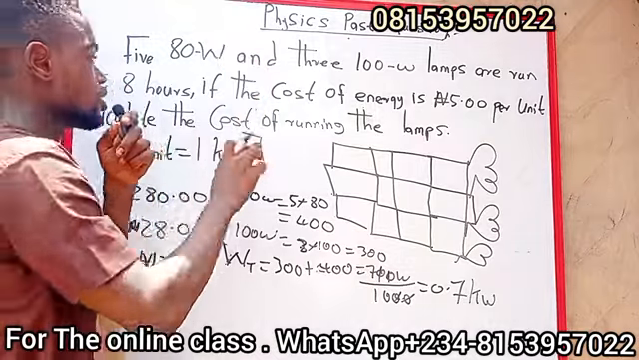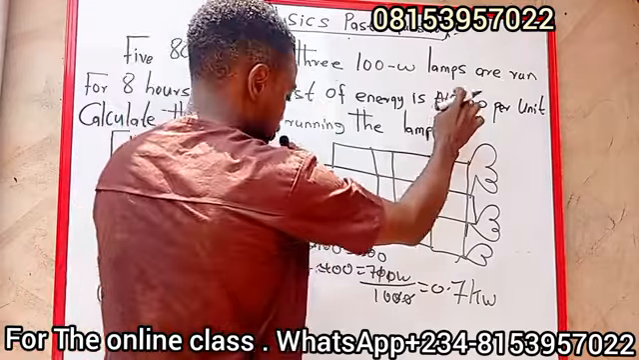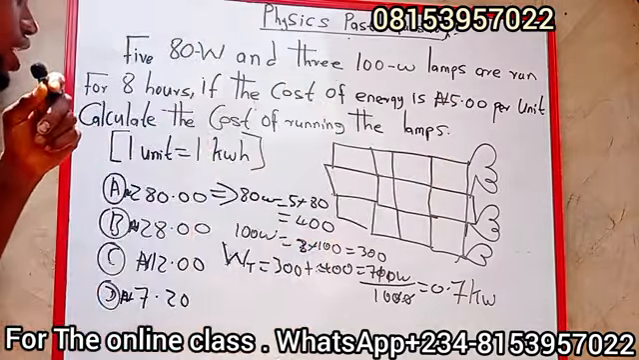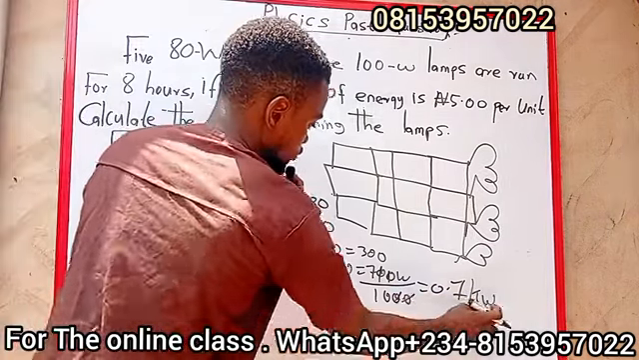Now, they say you want to run it for 8 hours. They are going to be on for 8 hours, and the price of 1 hour is 5 naira. All right, which 5 naira does not exist. What are we going to do? So this is the value of the bulb.